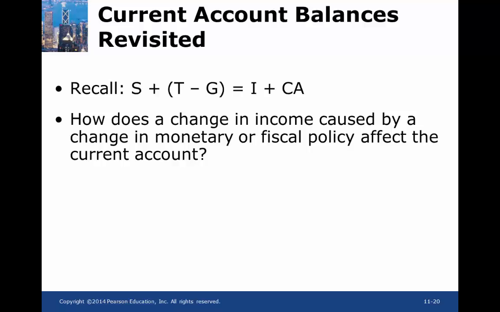Current account balances revisited. Recall, S plus T minus G is equal to I plus CA. How does a change in income caused by a change in monetary or fiscal policy affect the current account?